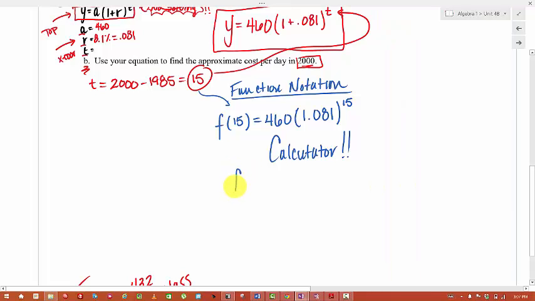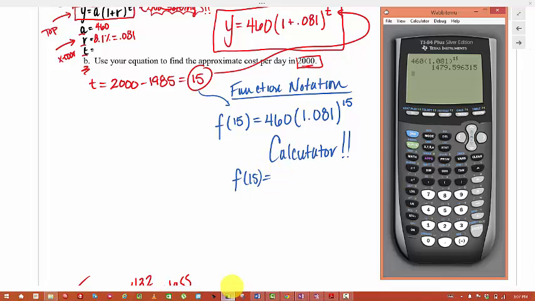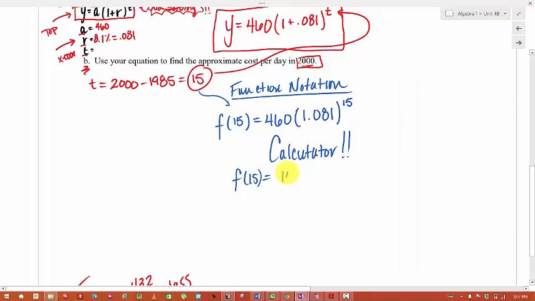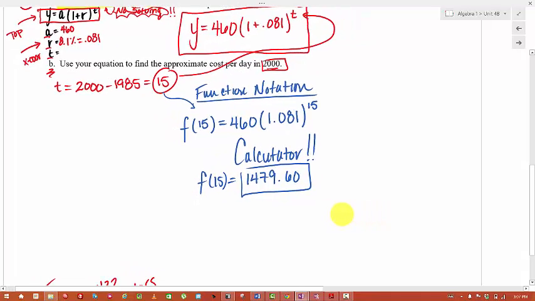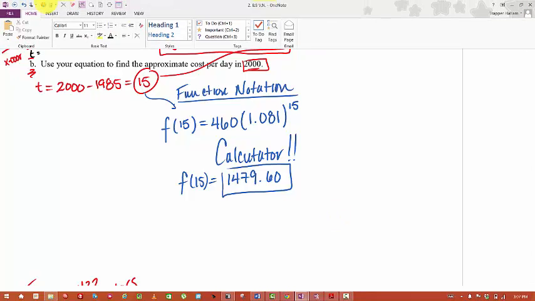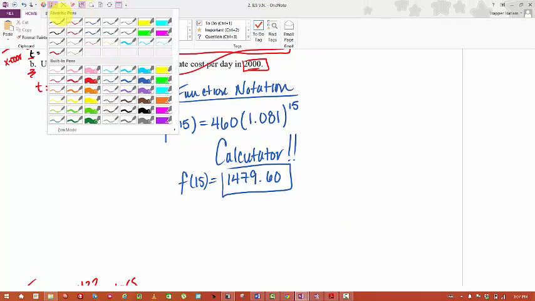And so we find out then the function at 15 equals, let me pull that back up because I forgot what it was, $1,479.60 it looks like. So $1,479.60. Now, you'd think we'd be done, but we know that anything written into a word problem, the answer needs to be represented in context. So we're going to go ahead and write this out.